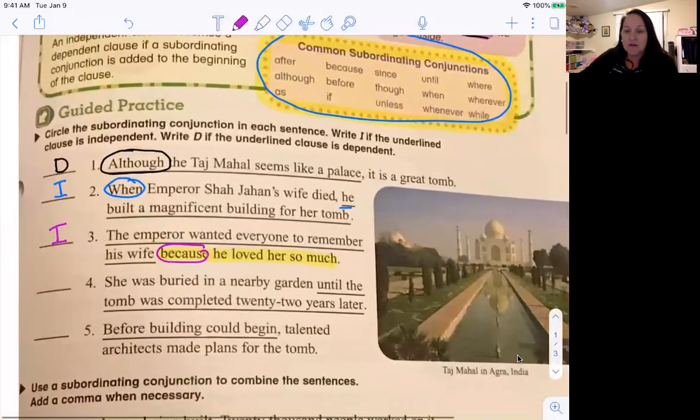That's a pretty picture of that Taj Mahal right there. I actually have a friend who just went there. It's super cool. I would love to visit there one day.